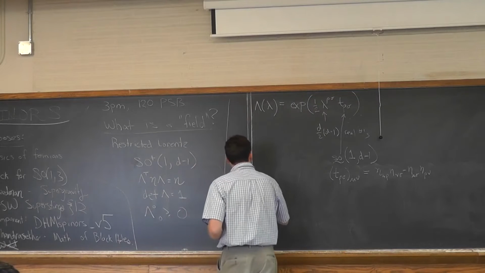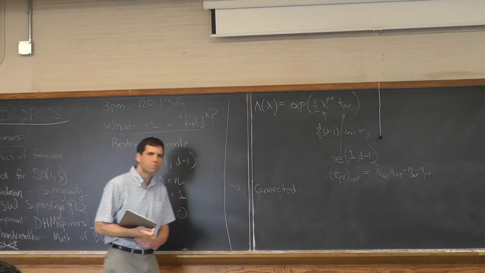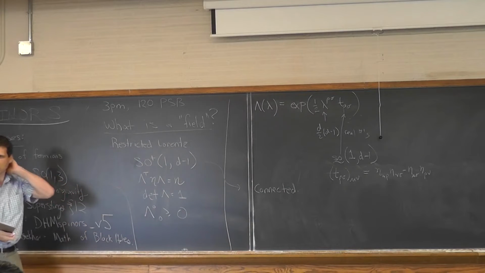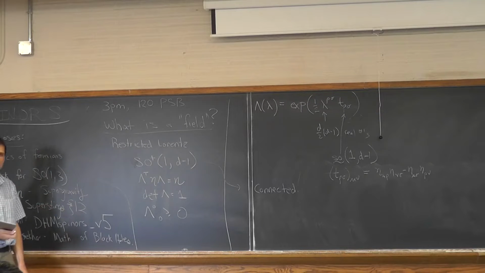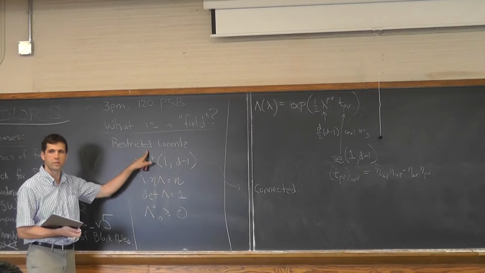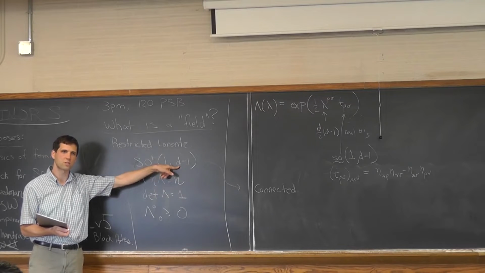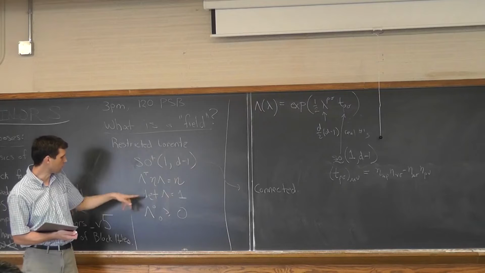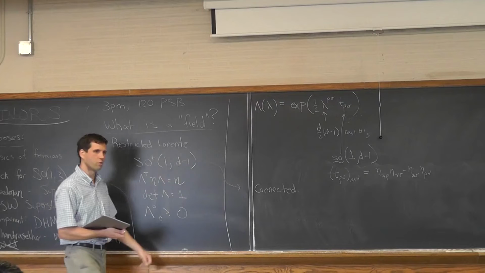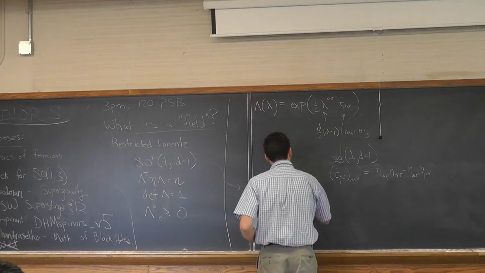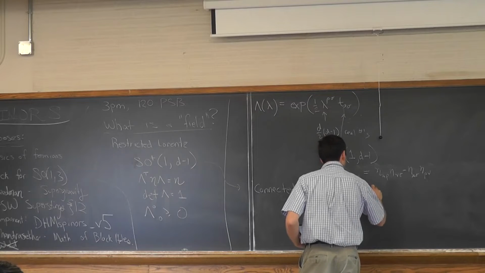So this group is connected. Connected meaning that every element of the group can be continuously deformed to the identity. It's connected just because I put the word restricted here. If we had O(1, d-1), that would have various components, which are basically these things, but without the sign constraints. So it's connected. We've defined it as the connected part of the orthogonal group. But not simply connected.